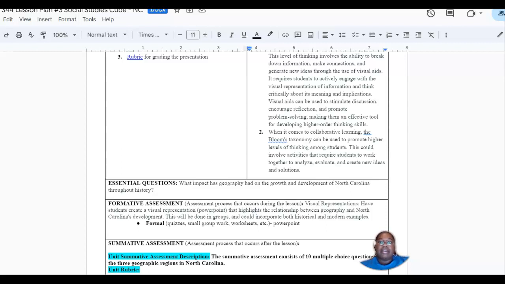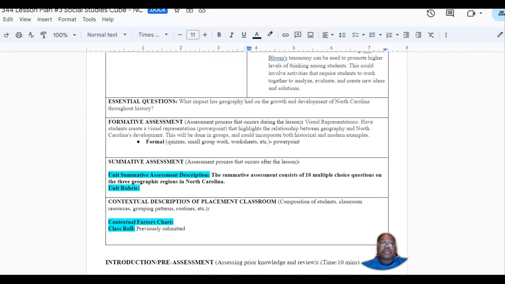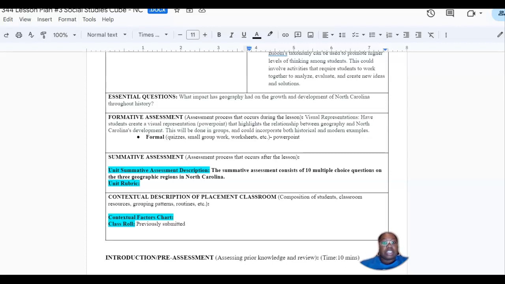And the collaborative learning can be used to promote higher levels of thinking among students. It can involve activities that require students to work together to analyze, evaluate, and create new ideas and solutions. The essential question for this lesson is: what impact has geography had on the growth and development of North Carolina throughout history?